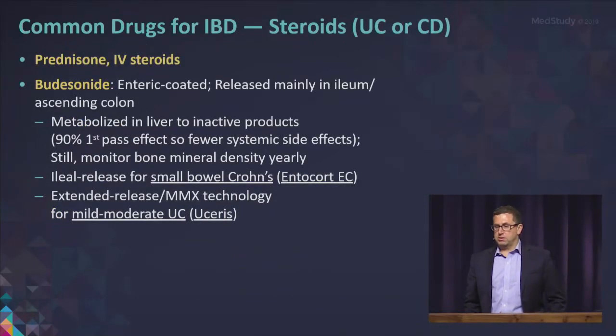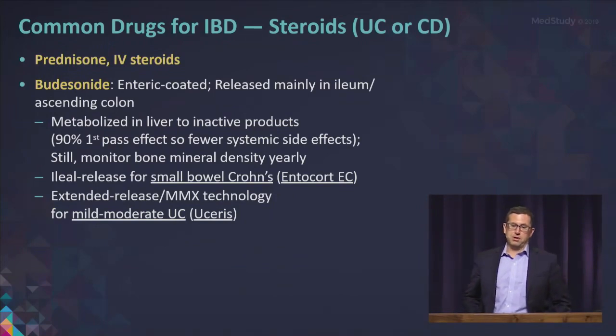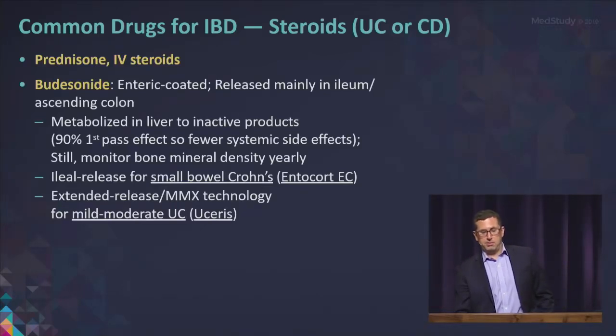Other common drugs would be steroids. These could be used for UC or Crohn's disease, so prednisone and IV steroids would be commonly used. Budesonide, that was one of the potential answers to the prior question. These are enteric-coated, and they're released mainly in the ileum and ascending colon. But we do have this new budesonide medication called Uceris, that could actually be released in the colon and could be used for mild to moderate ulcerative colitis.